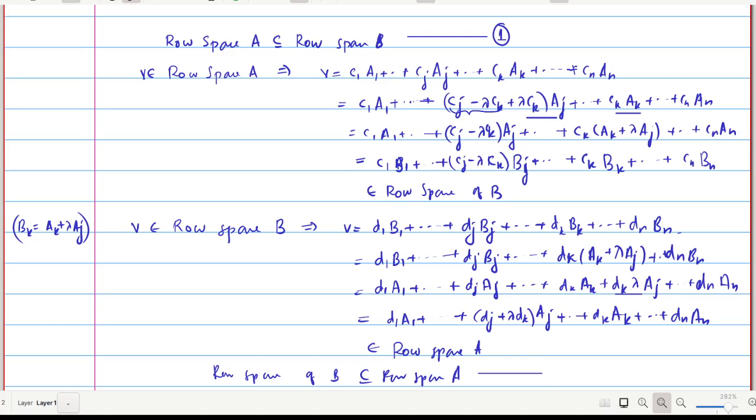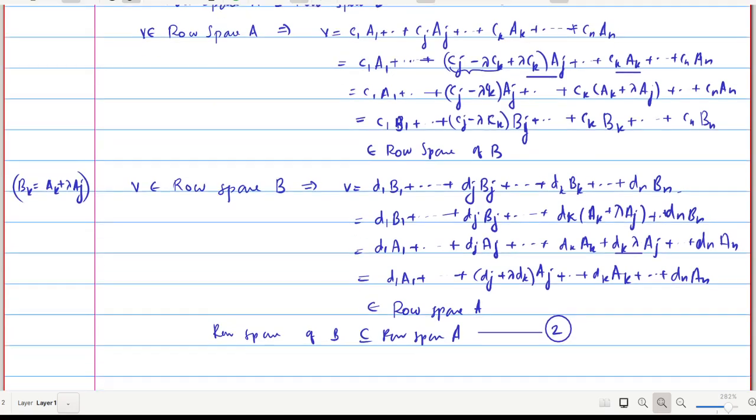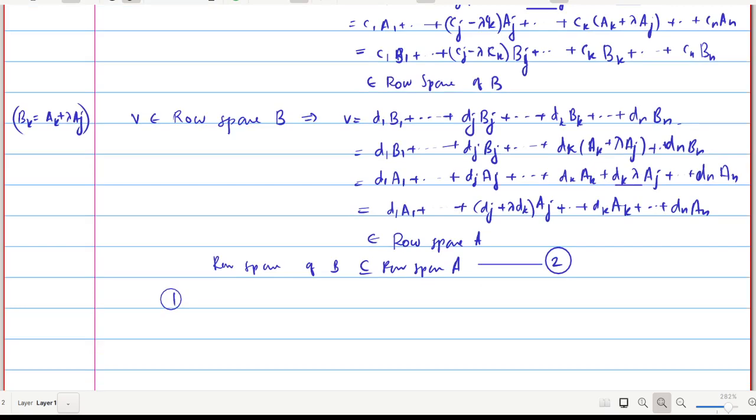If we call this equation 2, then 1 and 2 together imply that the row space of A is equal to the row space of B. That means, for the conclusion, if you perform any row operation on A to get the new matrix B, then the row spaces of A and B are the same. Okay, so this proves theorem 2. In the next class we will discuss theorem 3 and examples of these things.